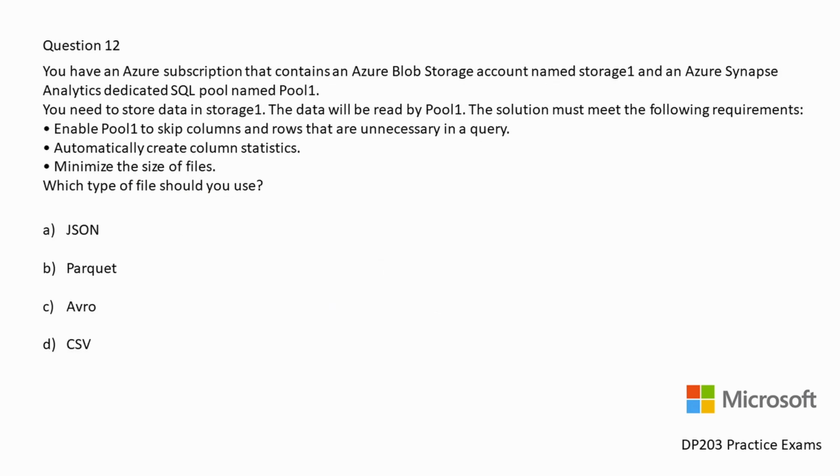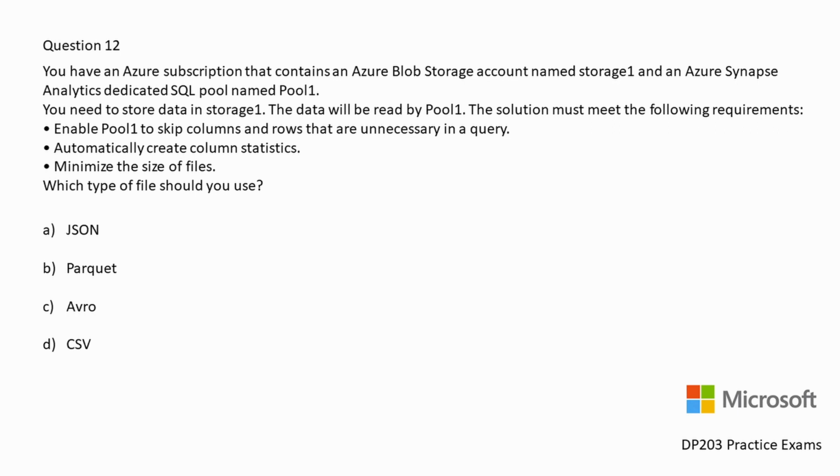Question 12. You have an Azure subscription that contains an Azure Blob Storage account named Storage1 and an Azure Synapse Analytics dedicated SQL pool named Pool1. You need to store data in Storage1. The data will be read by Pool1. The solution must meet the following requirements. Enable Pool1 to skip columns and rows that are unnecessary in a query. Automatically create column statistics. Minimize the size of files. Which type of file should you use? A. JSON. B. Parquet. C. Avro. D. CSV.